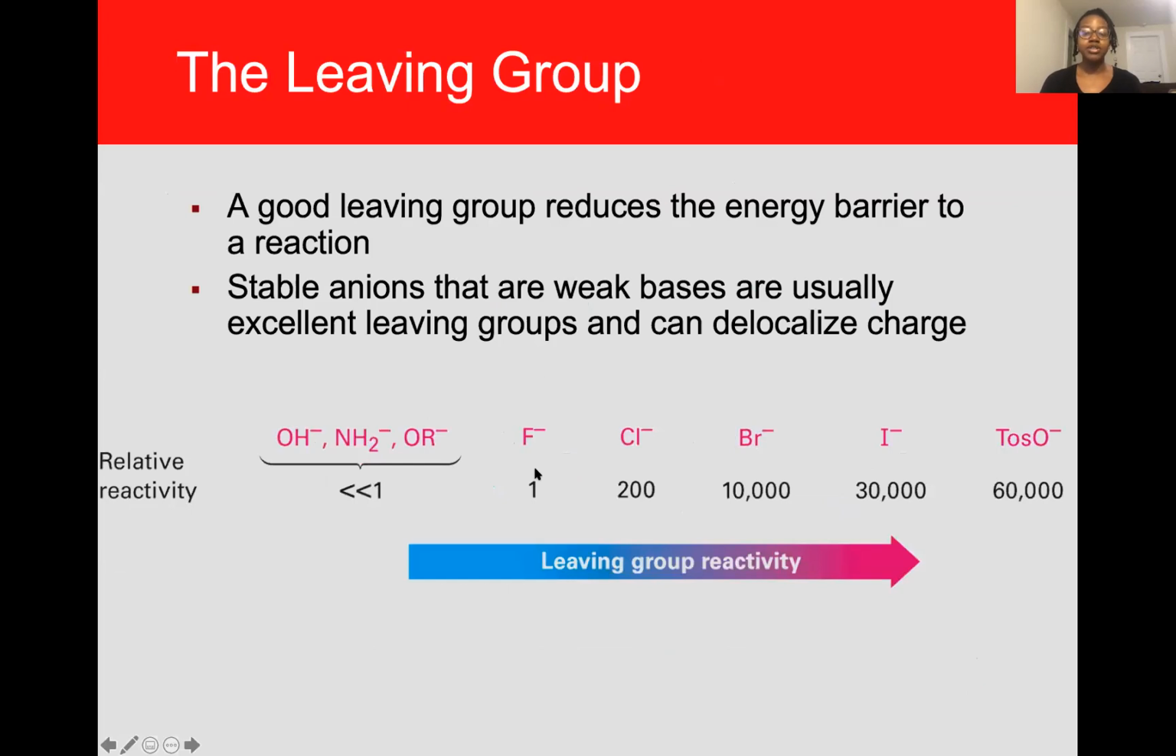The leaving group also influences the rate of that reaction. There are some things that are good leaving groups, such as bromine, iodine, or tosylate groups shown here. They're much more reactive than other things like hydroxyl groups or strong bases that are not good leaving groups. Things on the right are more likely to be able to delocalize that negative charge and move away from your substrate as opposed to things on the left shown here.